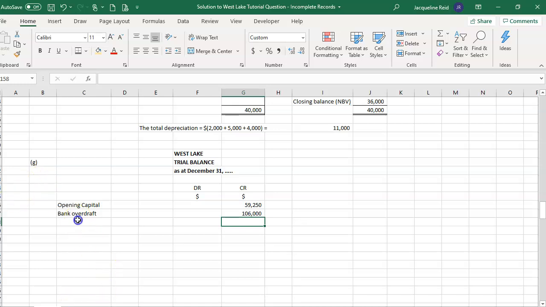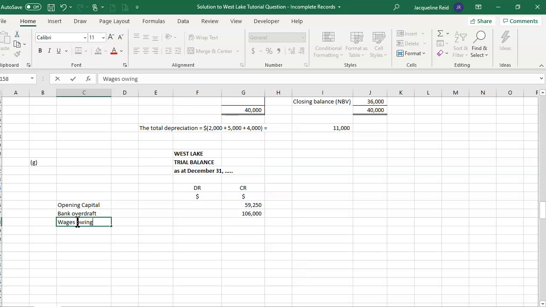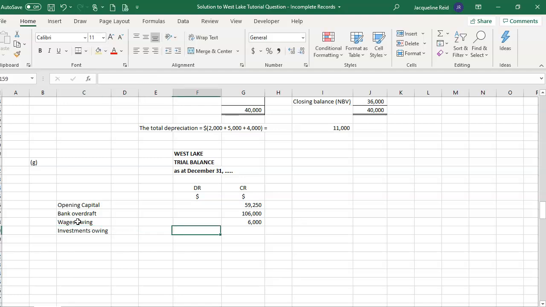So we had wages owing. And wages owing is a liability, so it goes in the credit column, $6,000. Then we had investments owing, which is accrued income, which is an asset, which goes in the debit column. And the investment owing was $5,500.